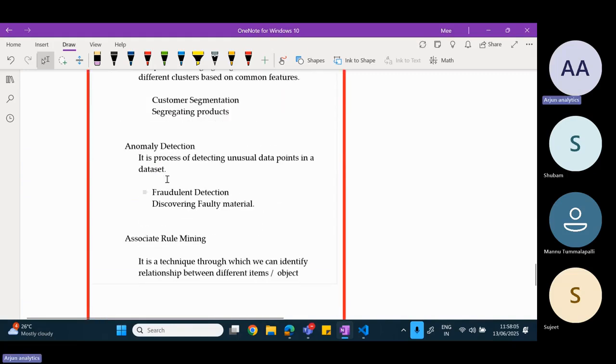Now, anomaly detection means there will be a large data set, and in that, here or there, a very rare incident may happen. That is called anomaly detection. For example, let's take it that I'm having a credit card over here.